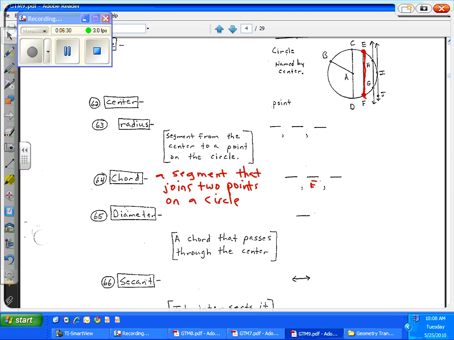Well, EF joins 2 points on a circle, but the diameter also is a segment that joins 2 points on a circle. So the diameter is also a chord. It's a chord that passes through the center.